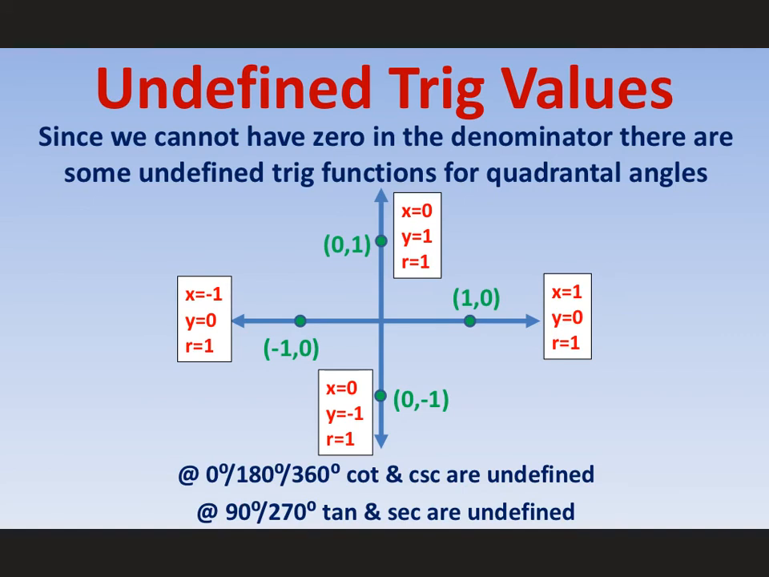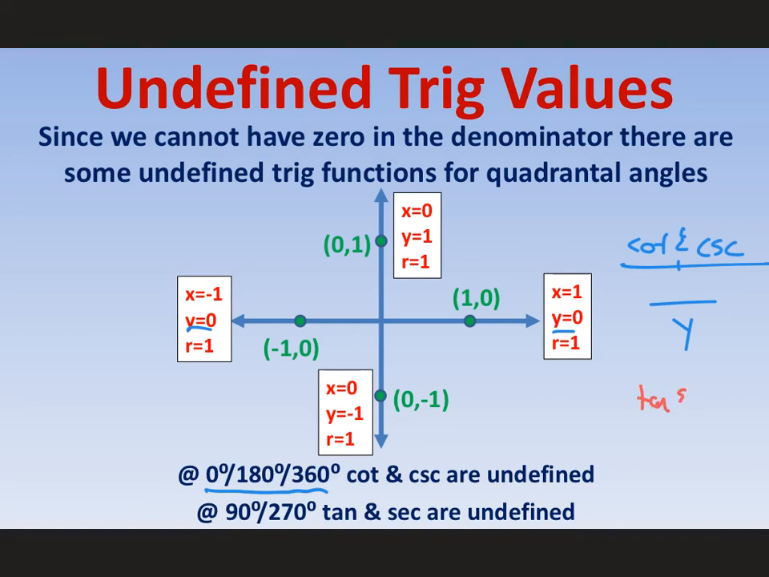Real quick, the reason that is cotangent and cosecant, they have a y value on bottom. Okay, so cotangent is x over y, cosecant is r over y. So we cannot have 0 on bottom. So these places, 0, 180, and 360, are where our y value is 0. We can't have our y value 0, so those are where those ones are undefined.